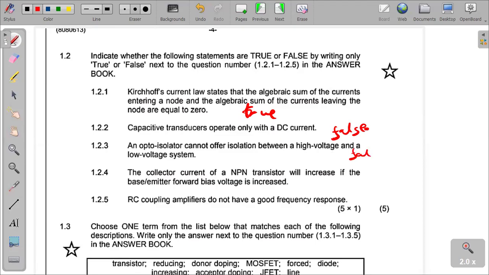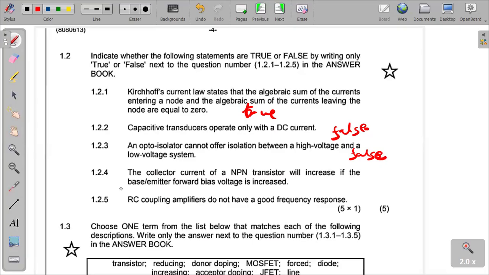An opto-isolator is also the optocoupler, the photocoupler. It is used as an interface between the high voltage and low voltage systems, because it provides a convenient method of electrically isolating one part of the electrical system from another. That's why it is used for that. So it's not correct to say this is true.